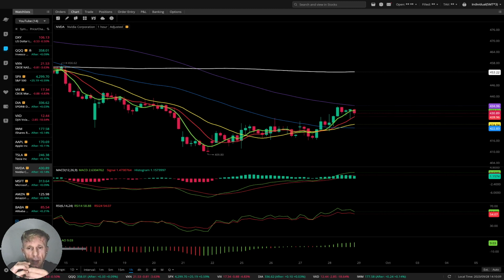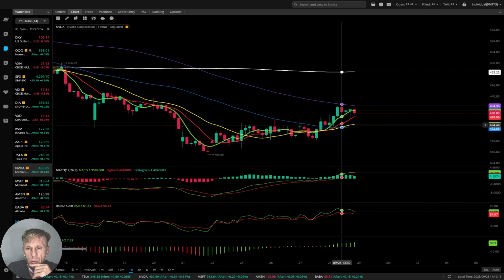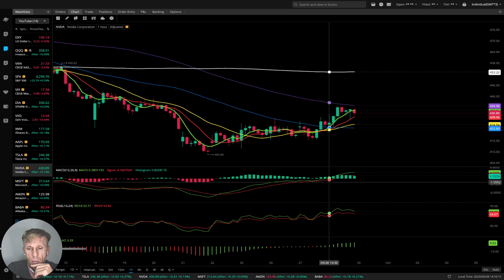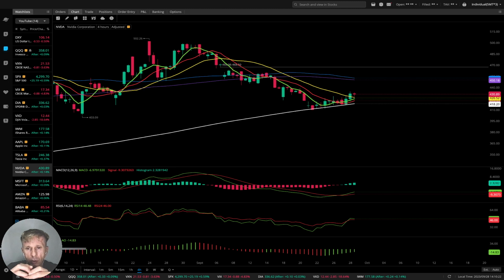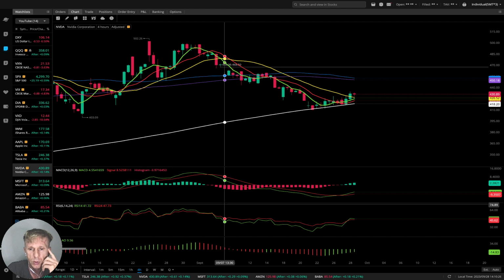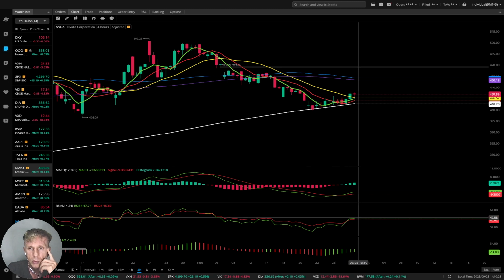NVIDIA, let's start NVIDIA. 1 hour time frame, MA5 and 10 and 20 did bullish crossover over 50. Bullish signal on all indicators. 4 hours time frame, MA5 did bullish crossover over 10 and 20, last bar above MA5, 10 and 20. Bullish crossover on all indicators.